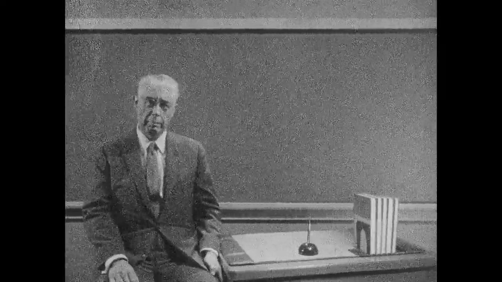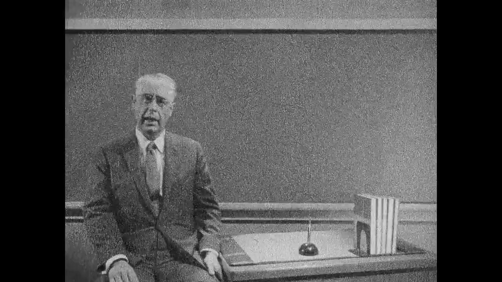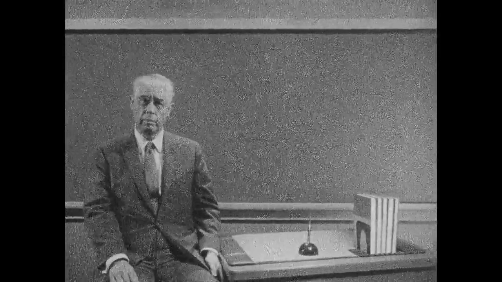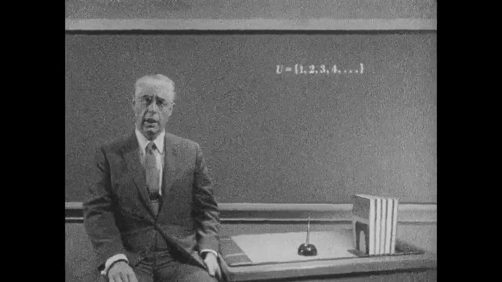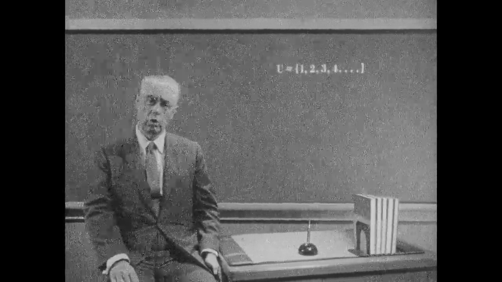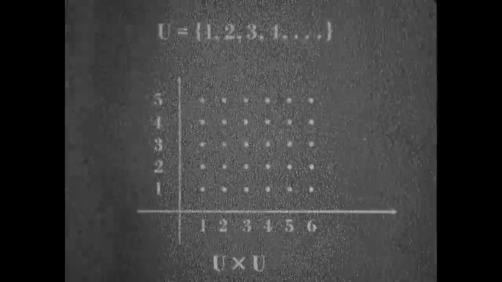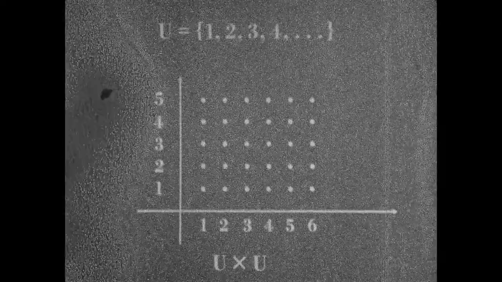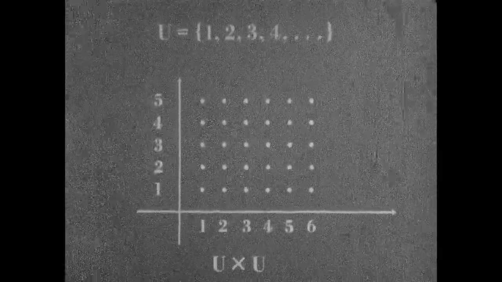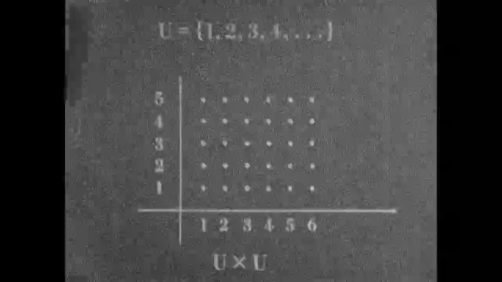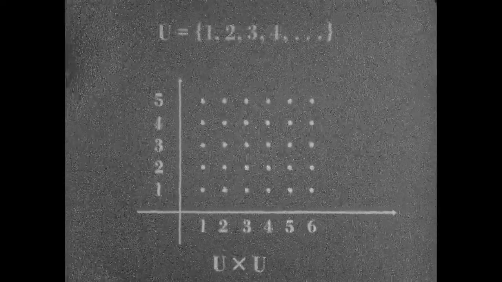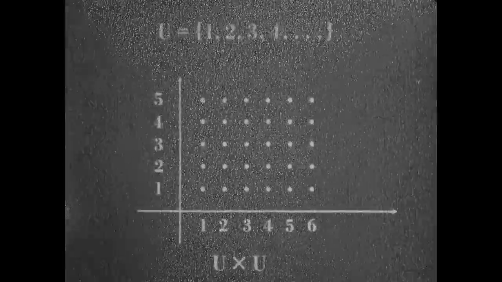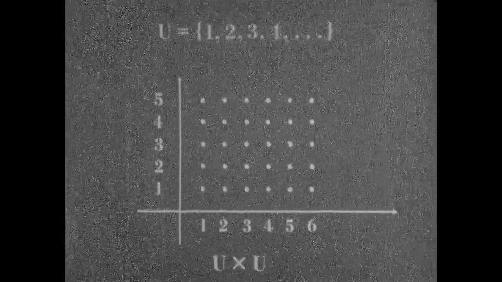A second example will help to clarify the idea. This time, let U be all the positive integers, not just the numbers 1, 2, and 3. For this U, the graph of U cross U will include all points in the first quadrant with integral coordinates, the so-called lattice points. U cross U depends entirely on the replacement set, or U.